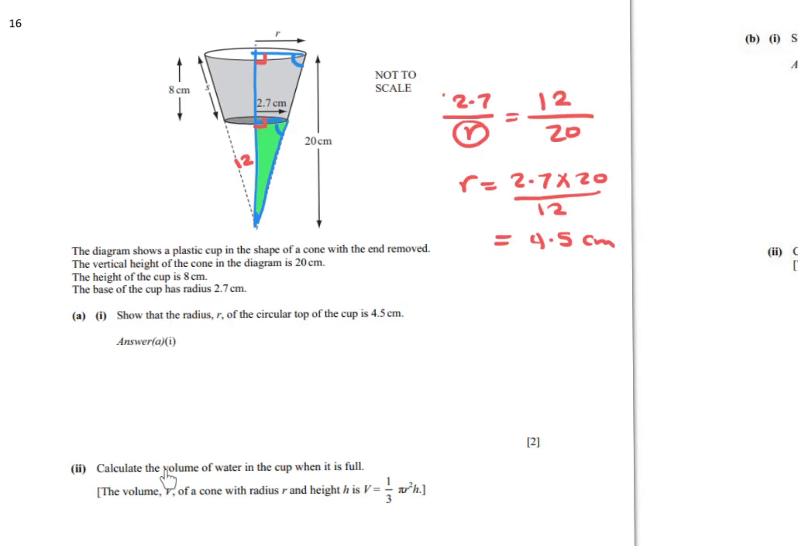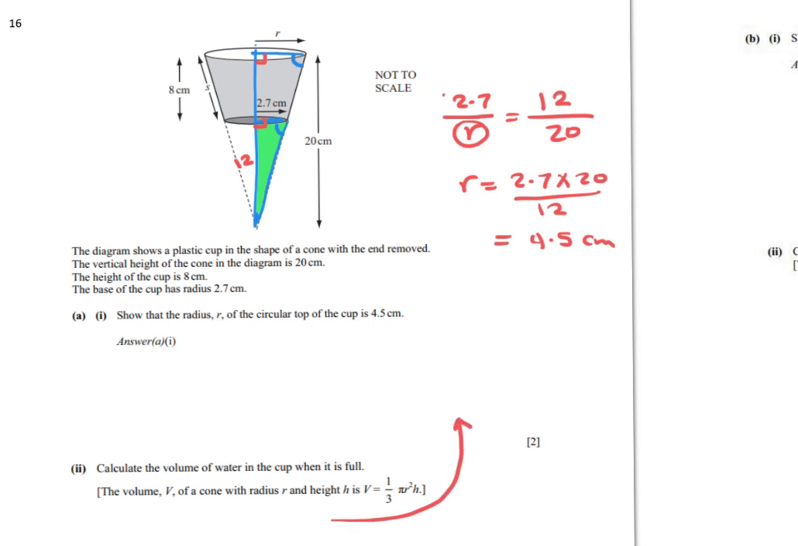Part (ii): calculate the volume of the water in the cup when it is full. It's given to you that the volume of the cone is 1 over 3 pi R squared times height. So to find the volume of the water in the cup, you can find the volume of the big cone minus the volume of the small cone. To find the volume of the cup, volume of the big cone minus the volume of the small cone. So I'll solve part (ii) here.